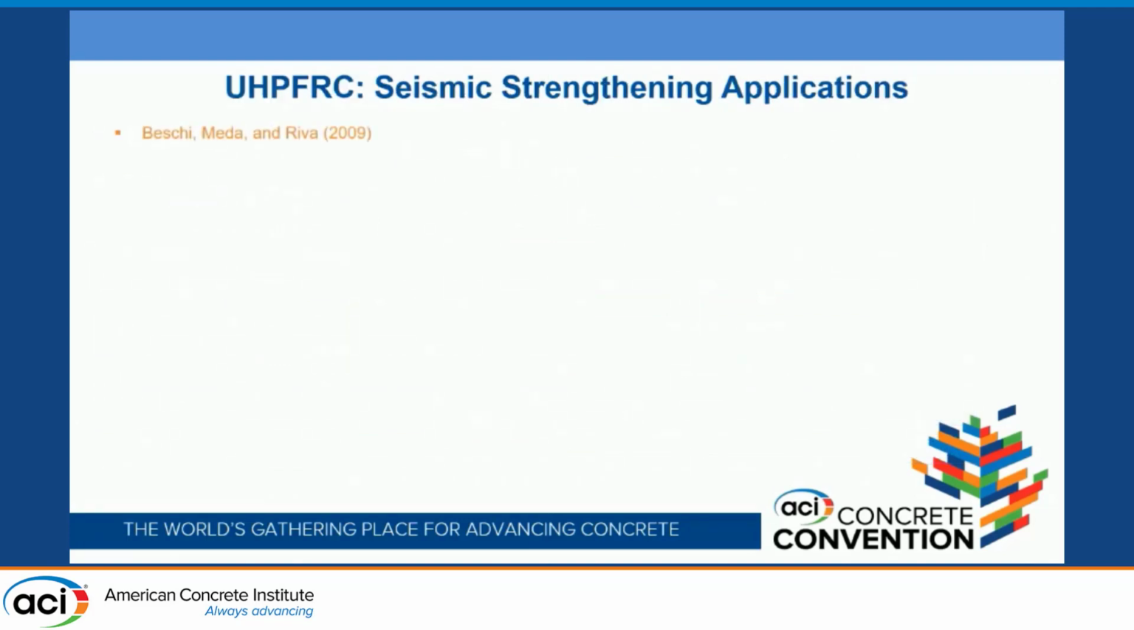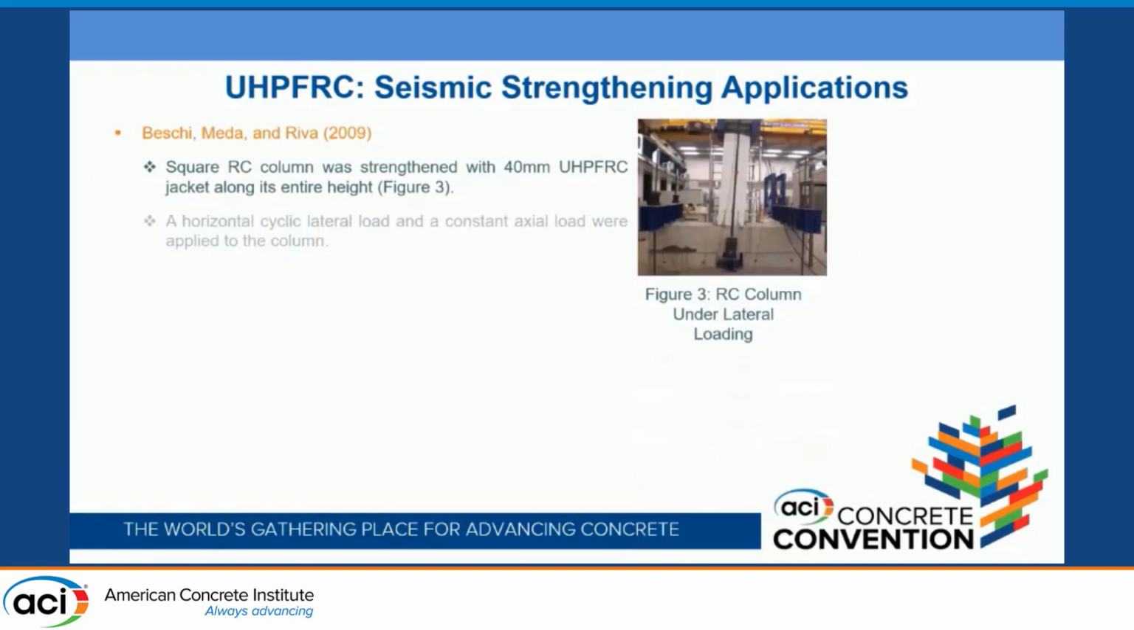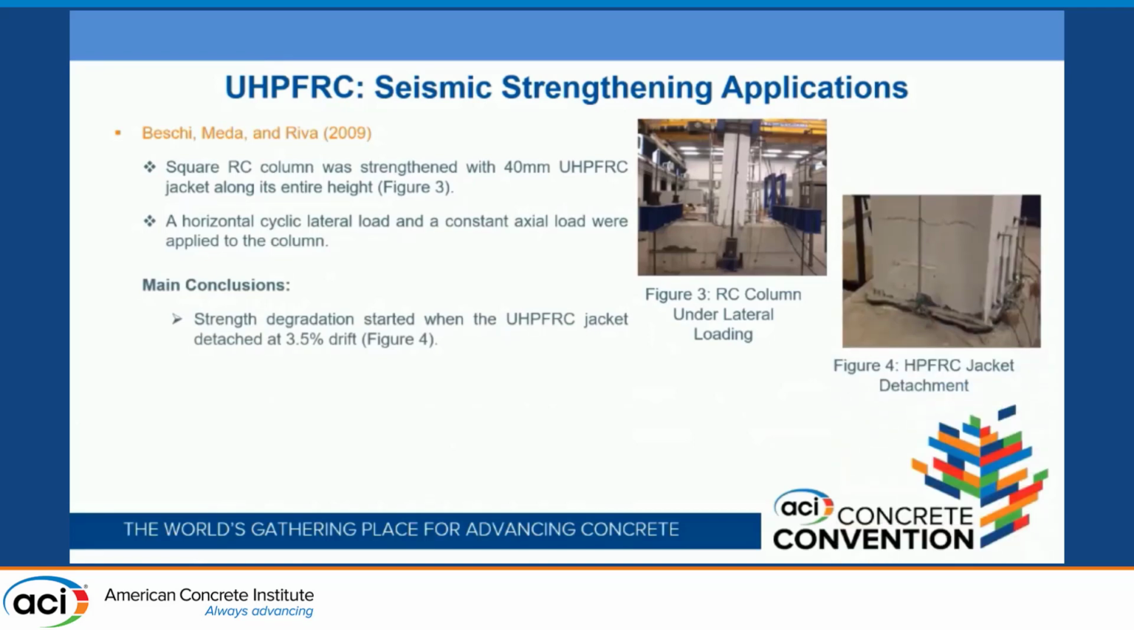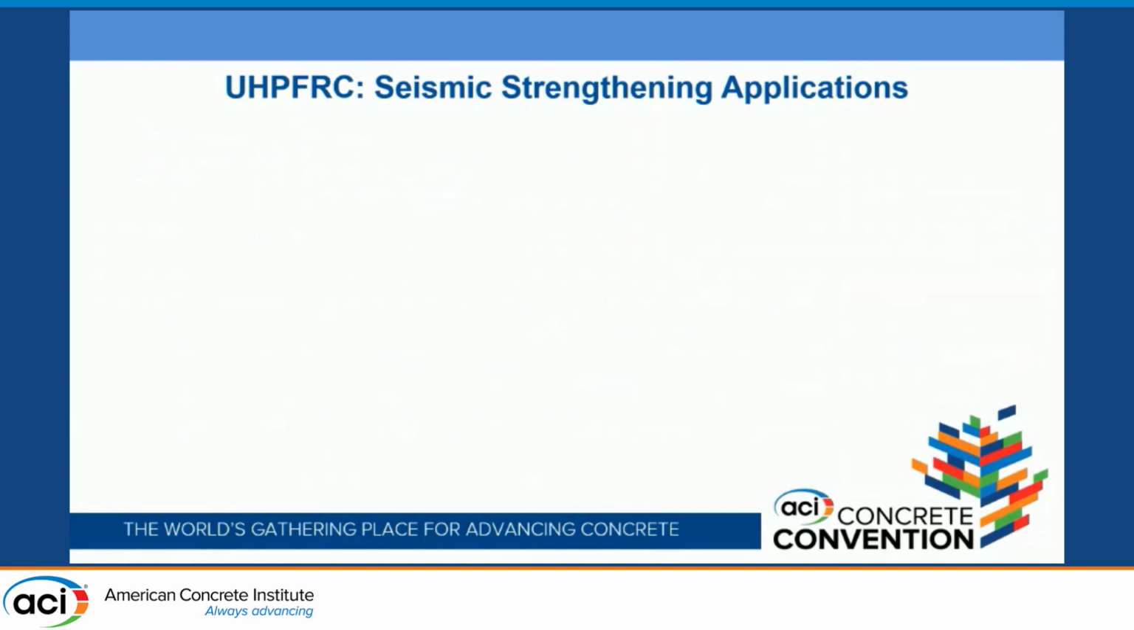As for seismic strengthening applications, starting with Beschi, Meda, and Riva in 2009, they conducted the first UHPC application in which they strengthened a reinforced square column with a 40 millimeter jacket along the entire height, and then they applied a lateral cyclic loading at the top with a constant axial load. They reported that the strength degradation did not start until the UHP FRC jacket detached from the base of the foundation at 3% drift, and the column failed at 6% drift due to the rupture of longitudinal reinforcements, which is pretty much amazing. Also, they reported that the lateral capacity and the ductility of the column were significantly enhanced.